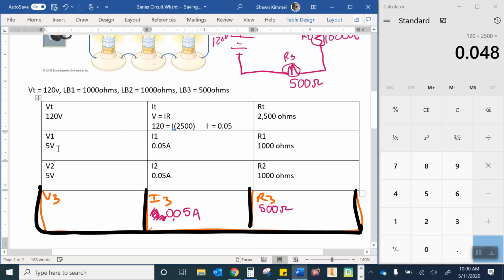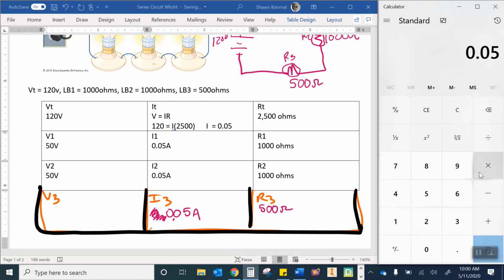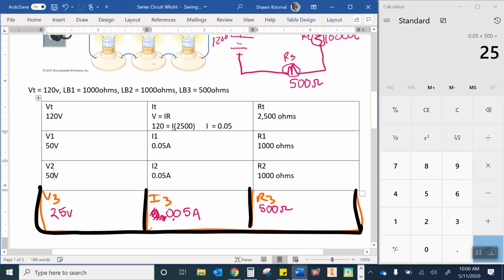Now, when I multiply, that's going to give that 50 volts. It's going to give that 50 volts. 0.05 times 500 is 25 volts. Hey, I like that a whole lot better.